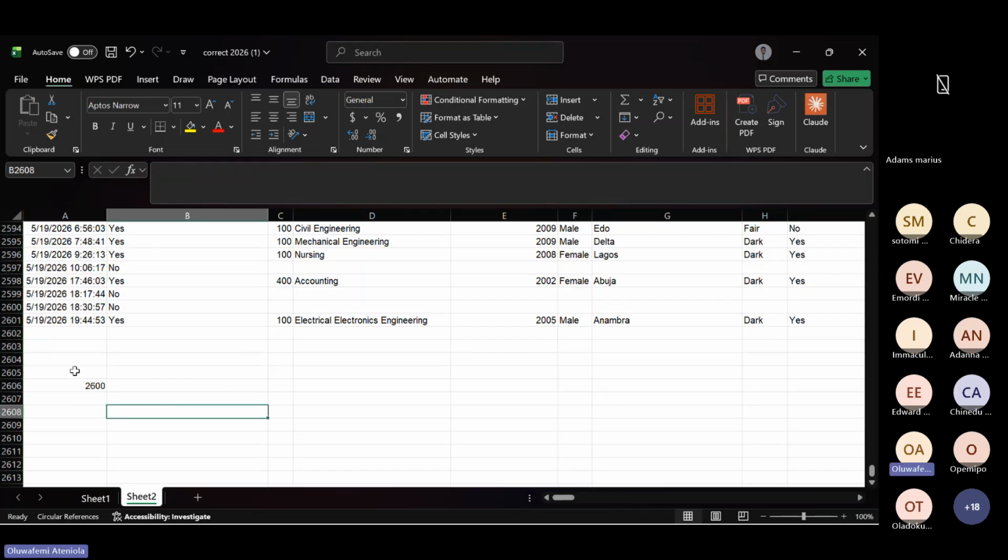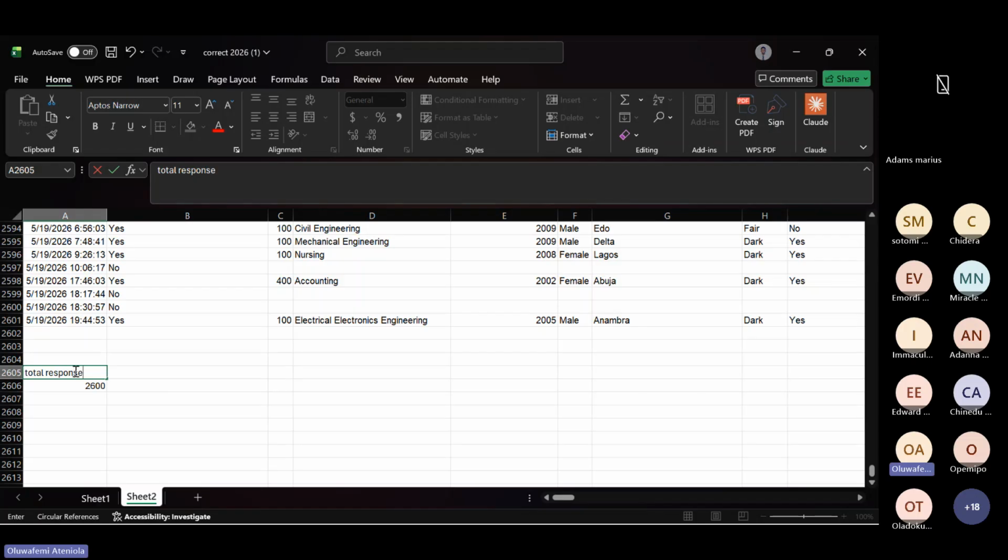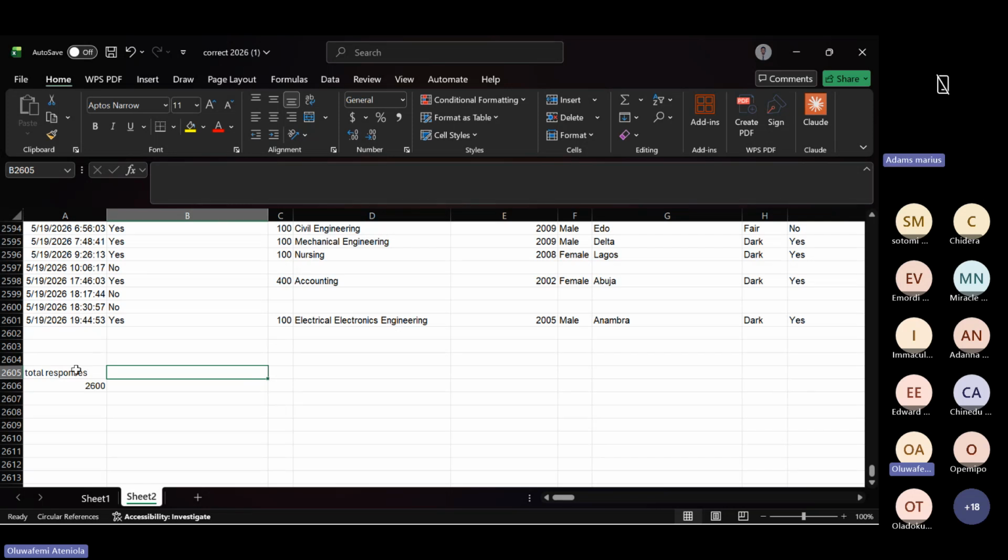We can have the total responses in this particular one I'm working with. Don't forget I said this is 2026. We have about 2,600.